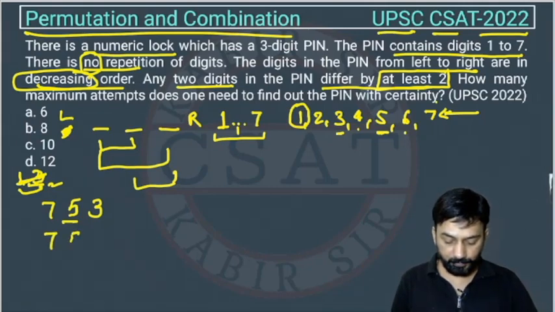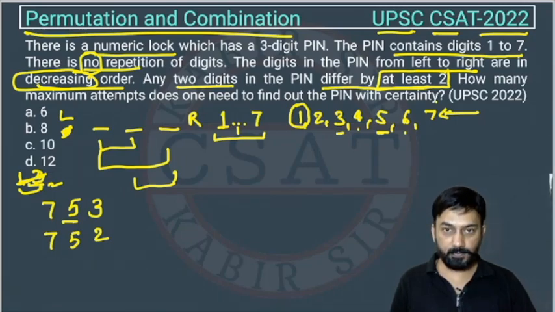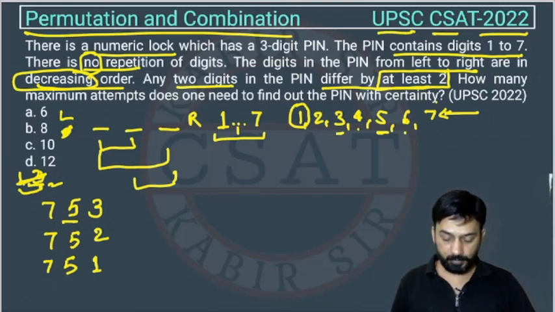So suppose I am keeping this 75. If I am not putting 3, it could be 2 also, because the difference between 5 and 2 is 3, and 7 and 5 is 2, and 7 and 2 is 5. So the difference is more than 2 in every case. The next password can be 751. So with 75 there is no other possibility.